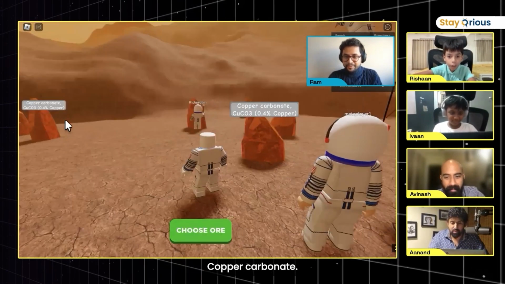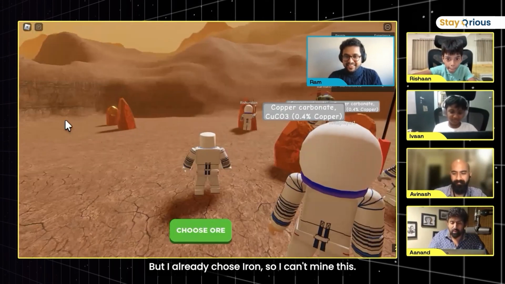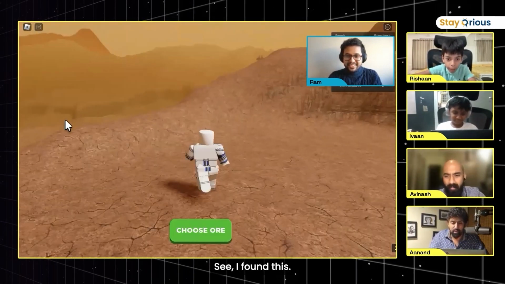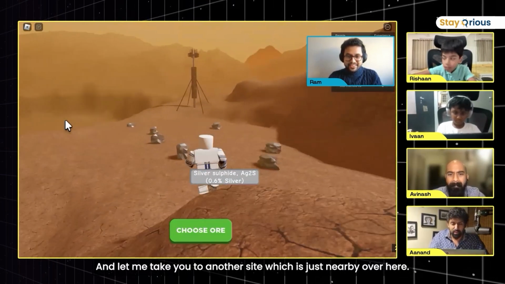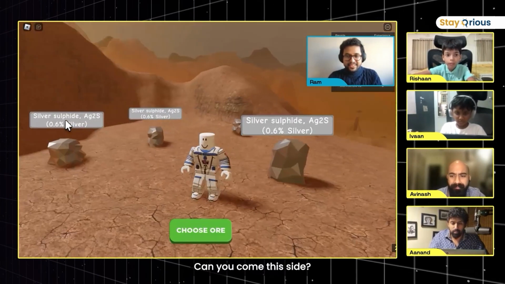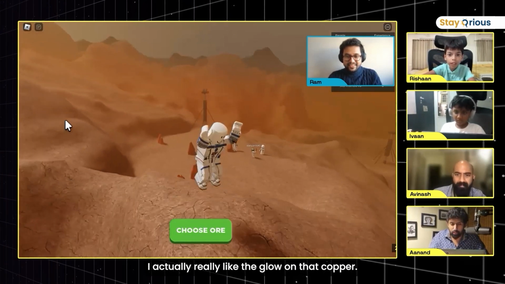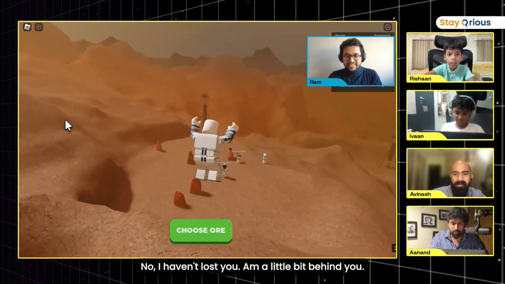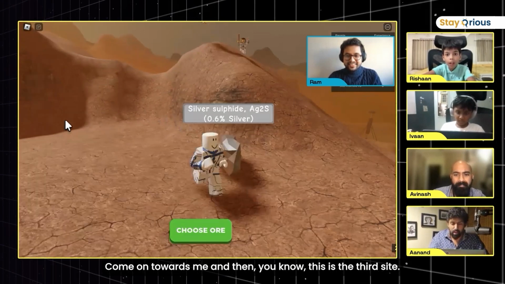We have copper carbonate. Perfect. But I already chose science, so I can't make this. So I found this, and let me take you to another site which is just nearby over here. Can you come this side? Oh, you all lost me? I actually really like the glow on that copper. No, I haven't lost you. Come towards me, and then this is the third site.